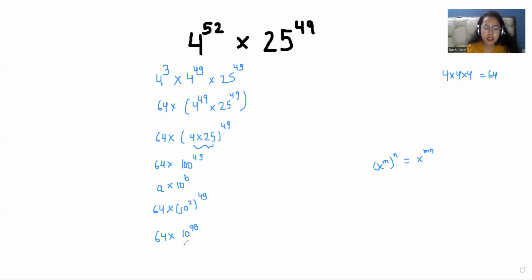Now we'll write it in significant figures. So here we have to put the point after one place and increase the power. So instead of 10 power 98, it now becomes 10 power 99. So our final answer is 6.4 times 10 power 99.